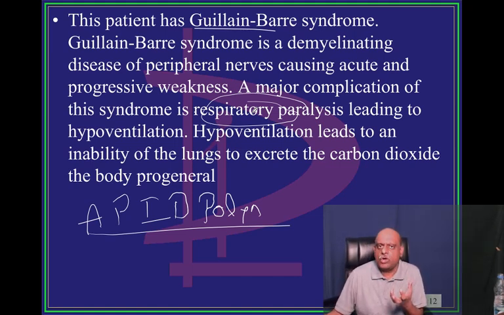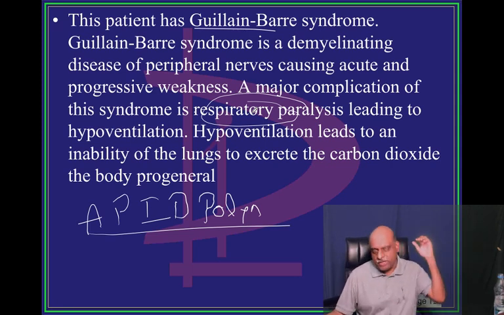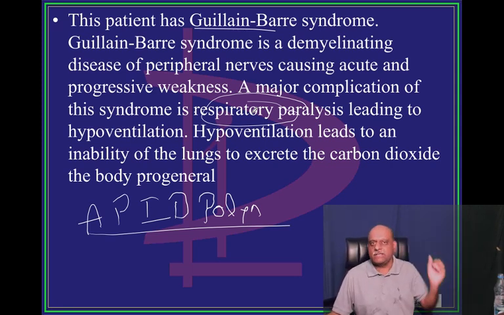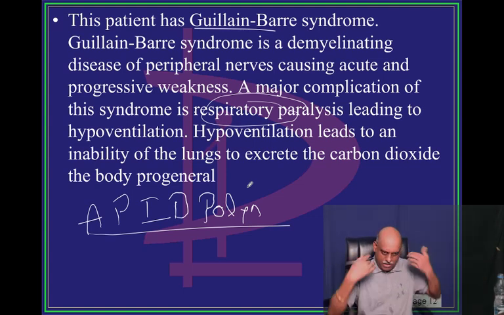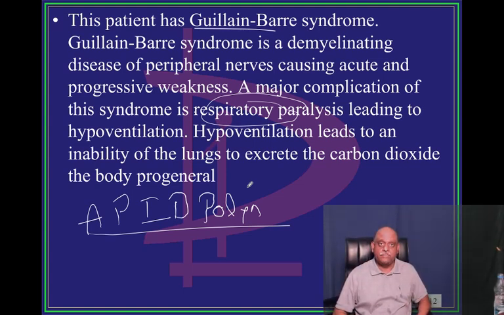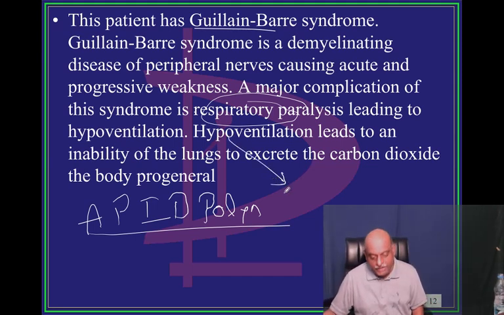Carbon dioxide is called a volatile, inhalable acid. Carbon dioxide combines with water to form carbonic acid, which releases H plus ion. If you can't breathe out, your carbon dioxide accumulates in your body. That accumulated carbon dioxide combines with water to form carbonic acid, which releases the H plus ion, leading to acidosis. That's the reason hypoventilation leads to respiratory acidosis.